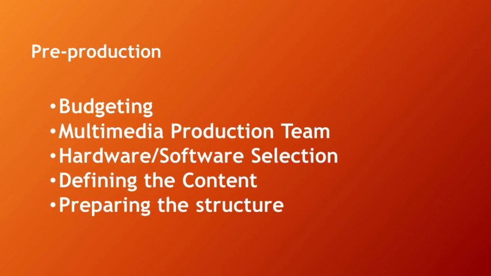This pre-production involves 5 activities like budgeting, multimedia team selection, hardware and software selection, defining the content for the project and preparing the structure. So based on the planning and design of the previous step, it is necessary to develop the project. So the following steps are involved in pre-production. We'll learn the first step and it is budgeting.